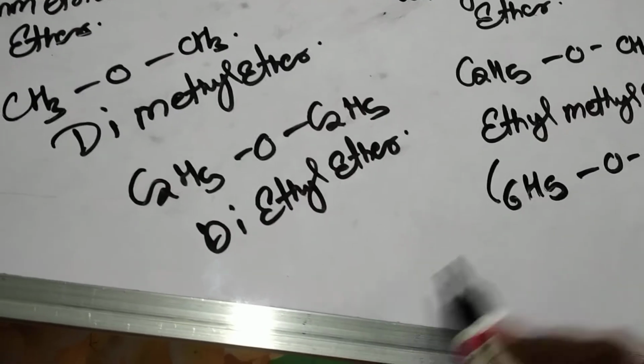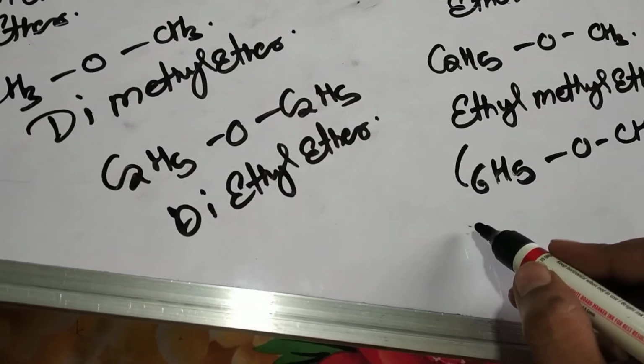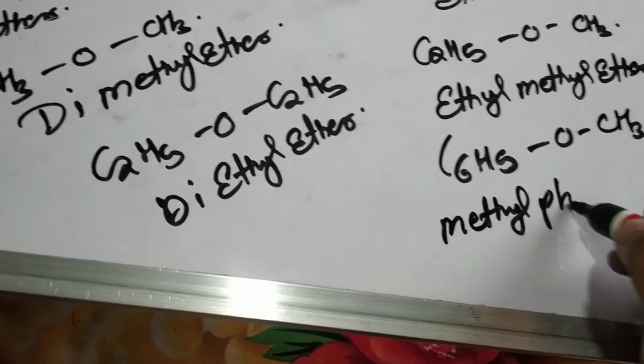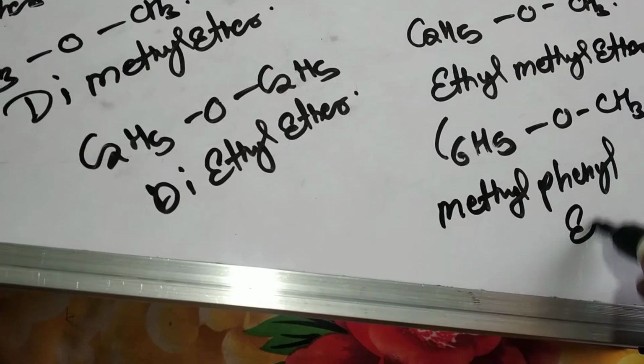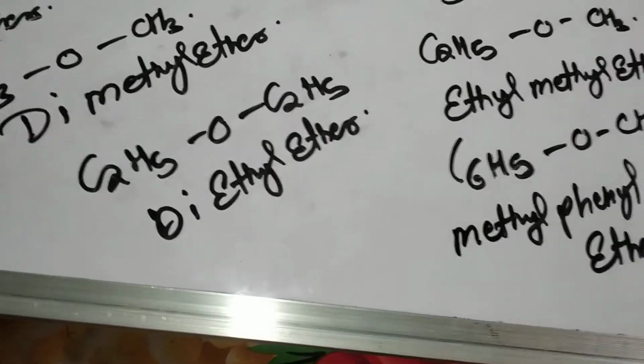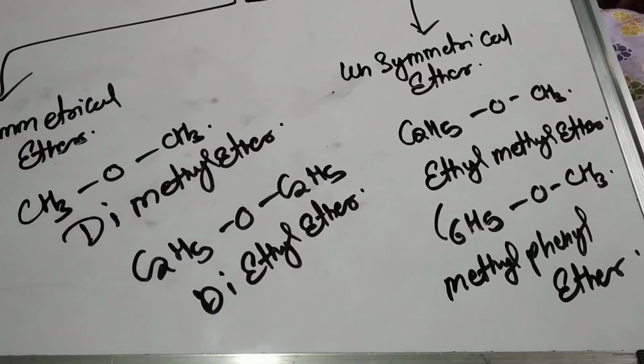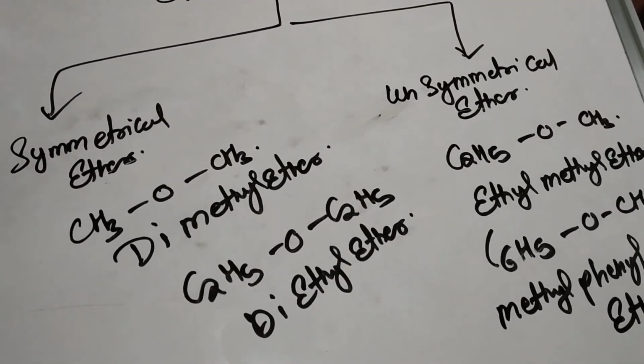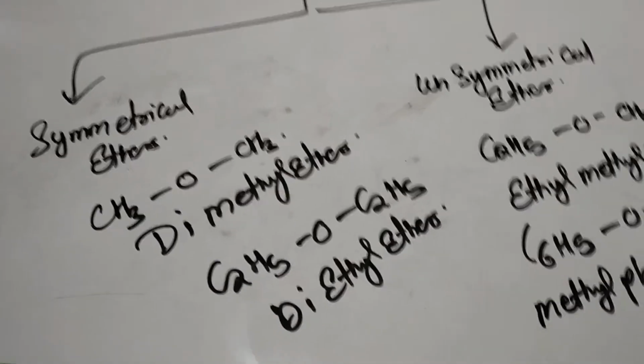Then we can take one more example, C6H5OCH3. What kind of an ether is it? It is methyl phenyl ether. Methyl phenyl ether, right? So you have to understand this particular symmetrical and unsymmetrical ethers. These are the examples of the symmetrical ethers and unsymmetrical ethers.